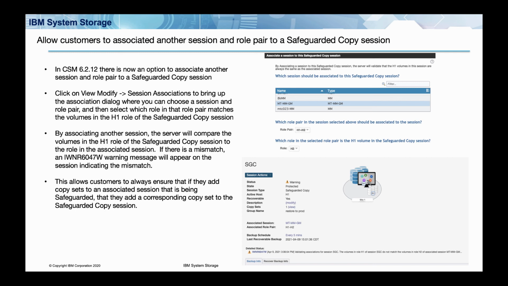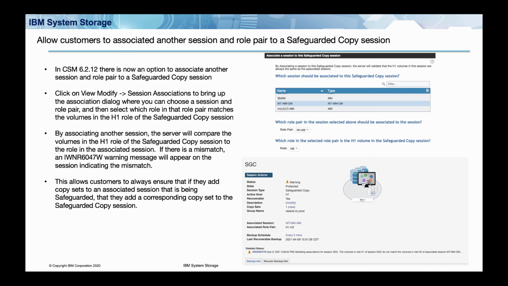Now, the problem is because they're separate sessions, it's quite easy for customers, especially if they're, say, auto-provisioning stuff. They might create a new volume, add it to their metro mirror session or their global mirror session, but forget that that's associated to a safeguarded copy backup, and thus forget to add a corresponding volume in the safeguarded copy session. The data for that new volume, you need to make sure that it's backed up as well with all the rest of the volumes. And if you forget to add it to that safeguarded copy session, then it's not protected, right?